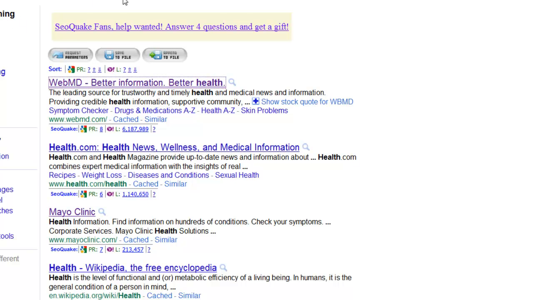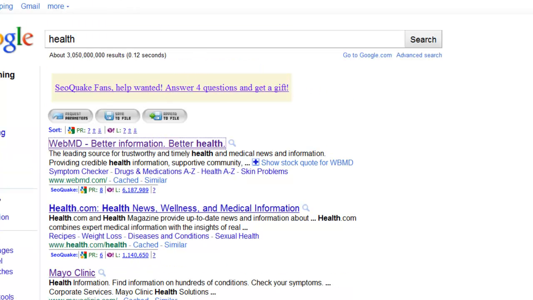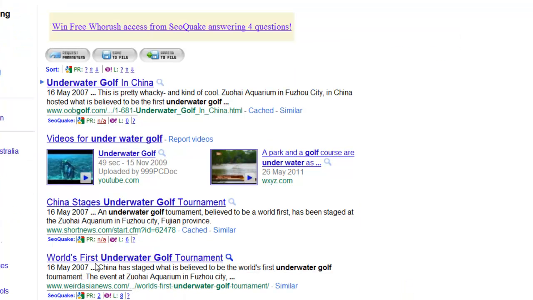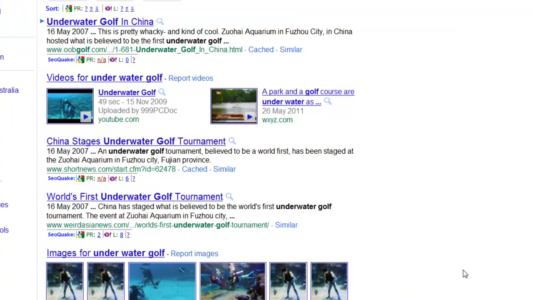What I want to do is show you an easy to rank for example to compare the two. I typed into Google underwater golf, and I wasn't actually expecting to find much at all, and I found that there's an underwater golf in China. In fact, there's even an underwater golf tournament, as you can see there in China, and there's some pretty funny photos here of literally people playing golf underwater.